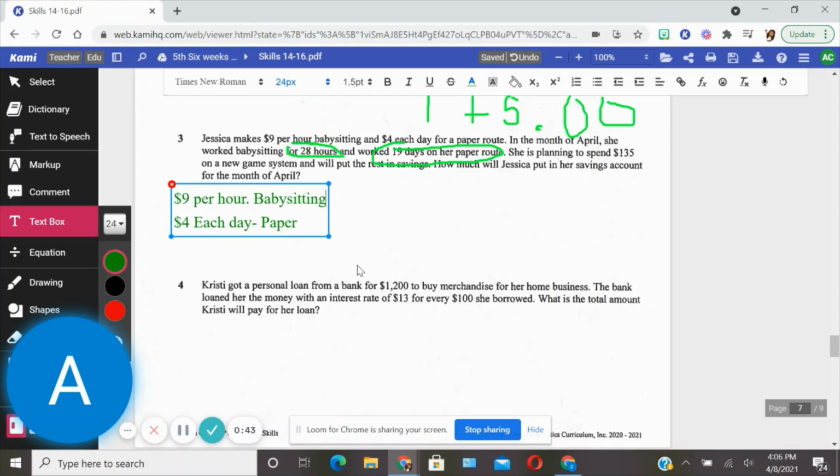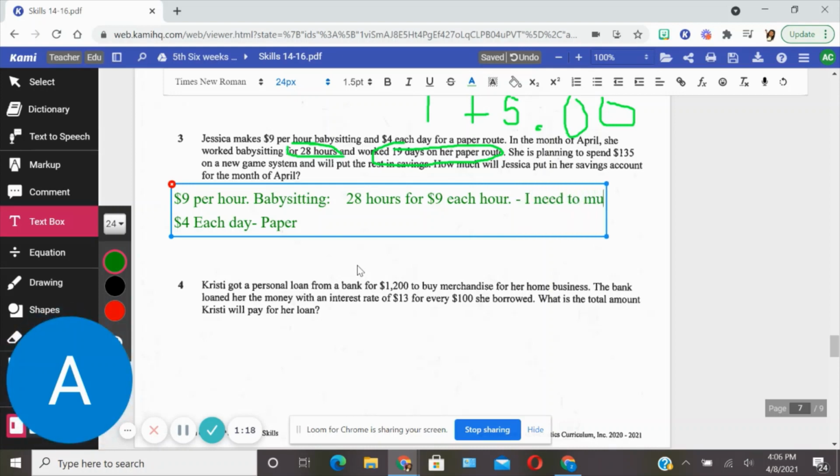So it's trying to ask us how much she also plans on spending $135 in a new game system. So we want to see how much she's going to put in her savings. So let's go ahead and look at just babysitting here. Babysitting says that on the month of April, she worked 28 hours. She worked 28 hours for $9 each. So how can I figure out how much she'll make there? That's right, I need to multiply.